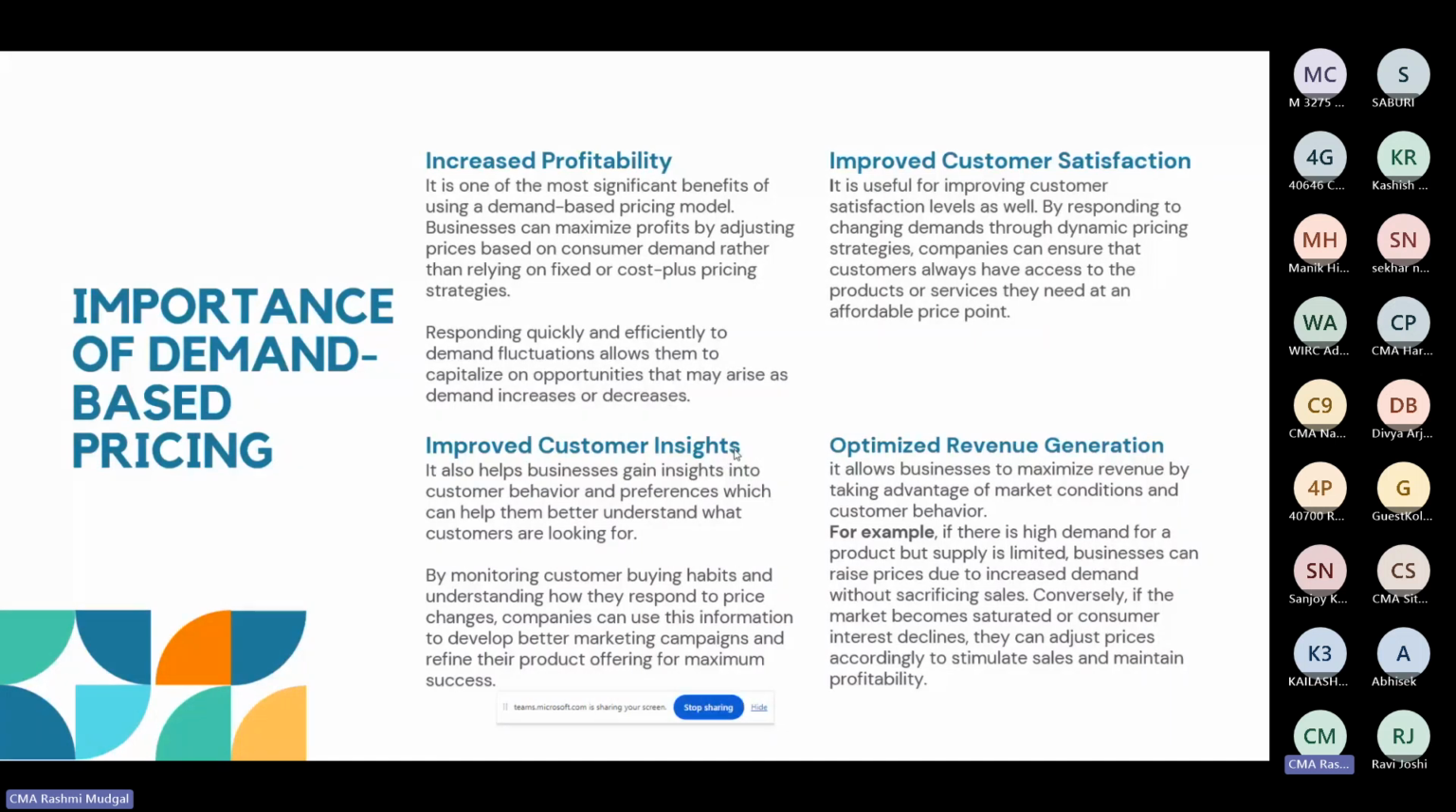Improved customer satisfaction is also there. Improved customer insight is also there. Optimized revenue generation is also there. Increased profitability is also there. So these are the benefits when I go for demand-based pricing.